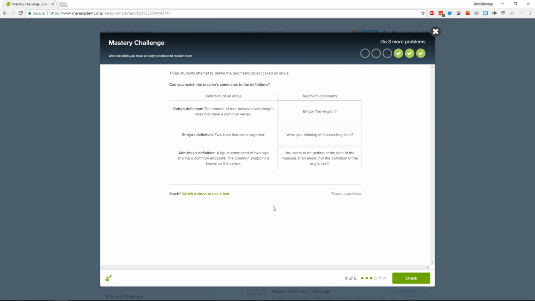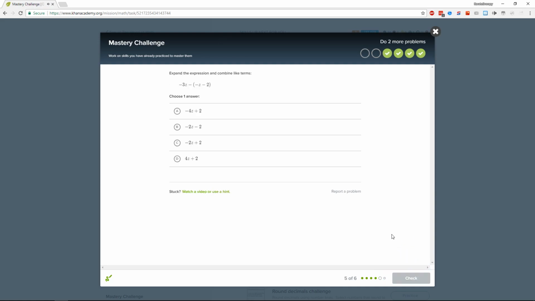Okay, 3 students attempt to define the geometric object called an angle. Ruby's definition: 2 lines that come together. Were you thinking of intersecting lines? Figure composed of 2 rays sharing a common endpoint. The common endpoint is known as a vertex. Something like that.